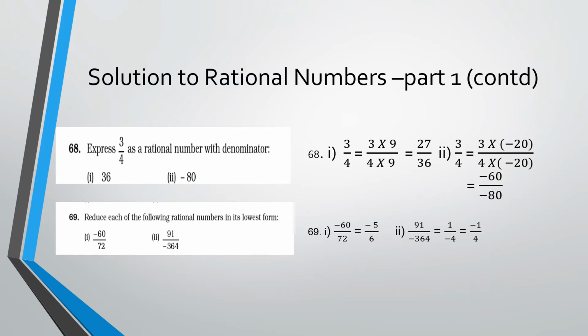The next is question number 69. Reduce each of the following rational numbers to its lowest form. Part 1, -60 by 72. It's a normal cancellation sum where we cancel by 12, that is the HCF of 60 and 72, and we get the answer as -5 by 6. Part 2, it's 91 by -364. So 91 is a factor of 364 and it goes 4 times. So it's 1 upon -4, which is equal to -1 by 4 in its standard form.